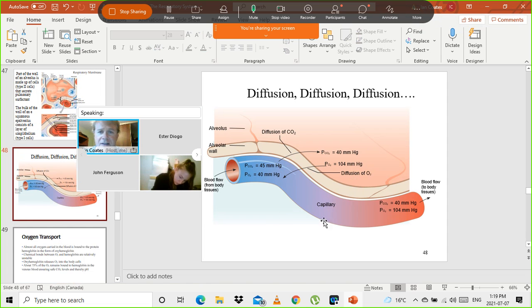Diffusion. This is kind of overkill. Sorry, it's the same thing. Higher pressure jumps to a lower pressure. And I've included these slides here. If you didn't like this one, then hopefully you like this one. Okay.